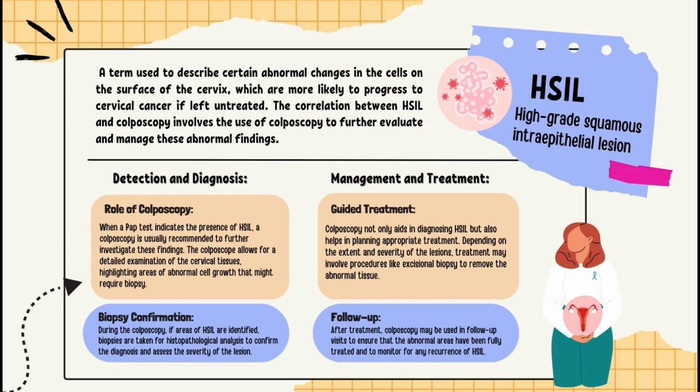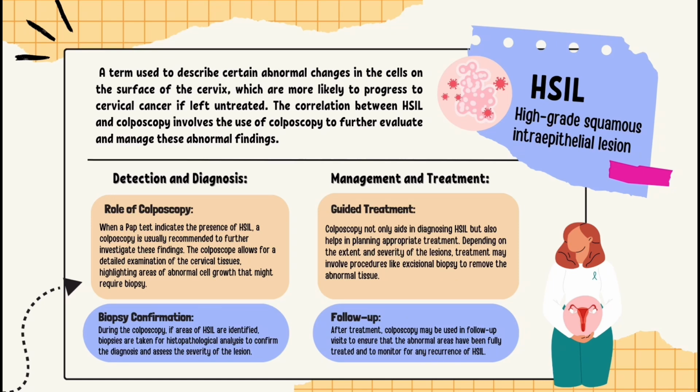HSIL, or high-grade squamous intraepithelial lesion, refers to certain abnormal changes in the cells on the surface of the cervix. If left untreated, these changes are more likely to progress to cervical cancer. HSIL is detected and diagnosed when a pap test indicates the presence of HSIL. Colposcopy is usually recommended. It helps highlight areas of abnormal cell growth that might require a biopsy.